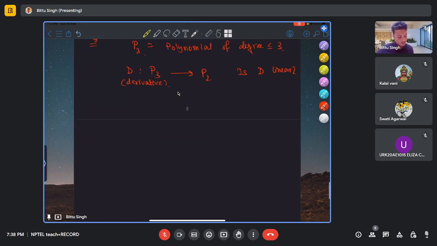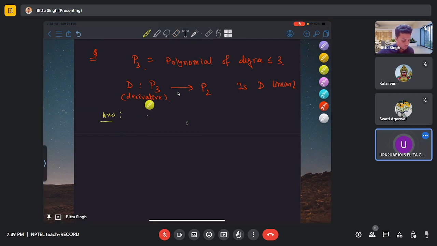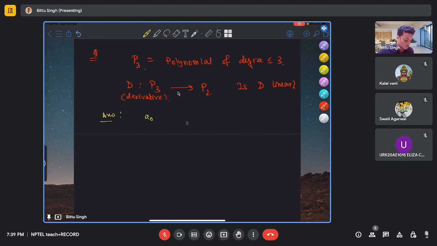What will be your answer? Let us check. So you can see that any arbitrary polynomial will look like a0 plus a1x plus a2x square plus a3x cube. This will be any polynomial from P3, this space. So let us apply D on this.